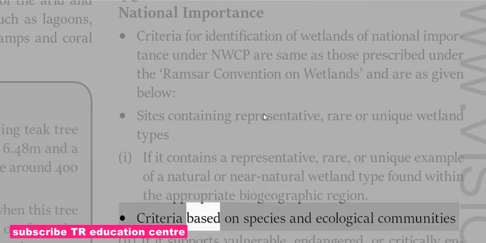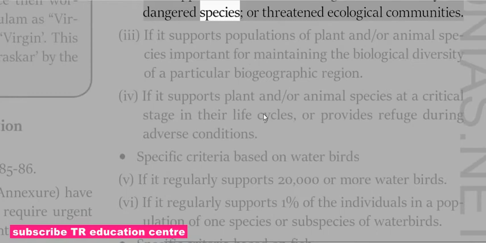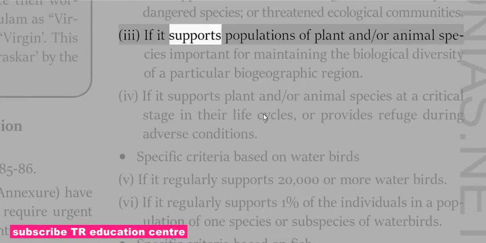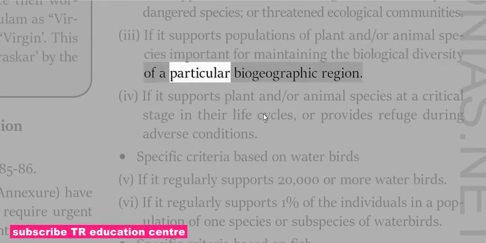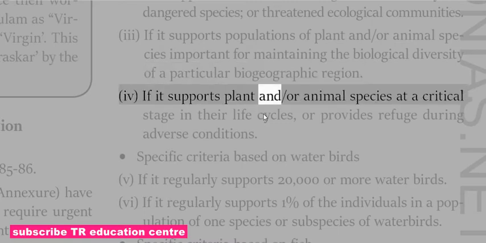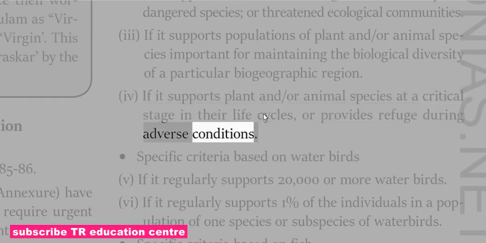Criteria based on species and ecological communities. 2. If it supports vulnerable, endangered, or critically endangered species, or threatened ecological communities. 3. If it supports populations of plant and or animal species important for maintaining the biological diversity of a particular biogeographic region. 4. If it supports plant and or animal species at a critical stage in their life cycles, or provides refuge during adverse conditions.